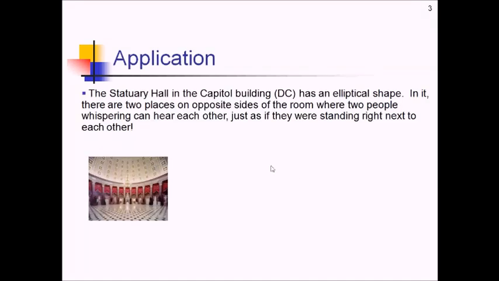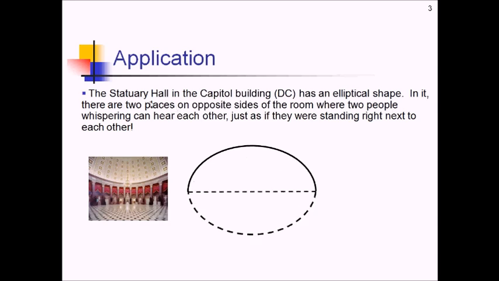We're going to start right off with why I think ellipses are cool. So this is the Statuary Hall in the Capitol building in DC. It has an elliptical shape. If you look at it kind of a cross-section from the side, it's the top half of an ellipse. In it, there's 2 places on opposite sides of the room, like here and here, where 2 people whispering can hear each other, just as if they were standing right next to each other. Those 2 places we're going to see are called the foci of the ellipse. More on that in just a moment.